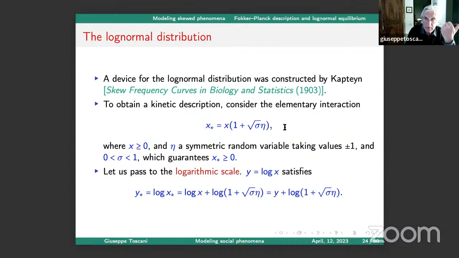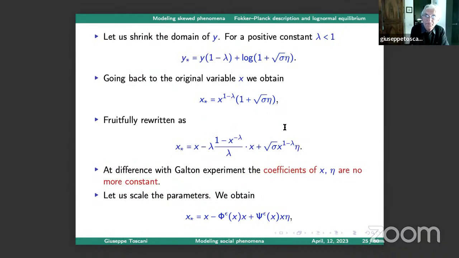And as before, what happens if you shrink the domain? So let us shrink the domain. I take this collision for the logarithm. I shrink the domain: epsilon star is equal to epsilon times 1 minus lambda plus the random part. And going back after the shrinking simply means that the shrunk collision is x star equal to e to the power 1 minus lambda multiplied by the random variable 1 plus square root of sigma eta. And then you can rewrite this like x star is equal to the previous one minus a function multiplied by x plus another function multiplied by the random variable eta.